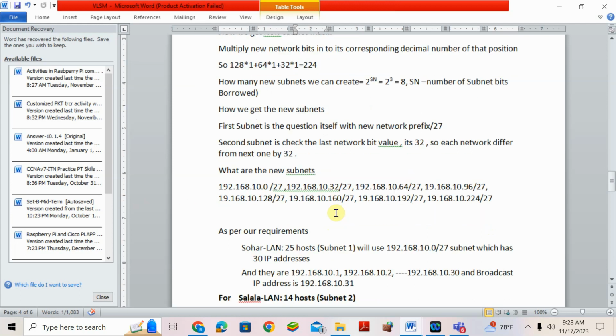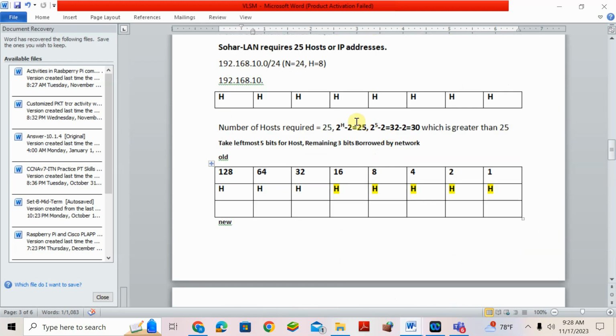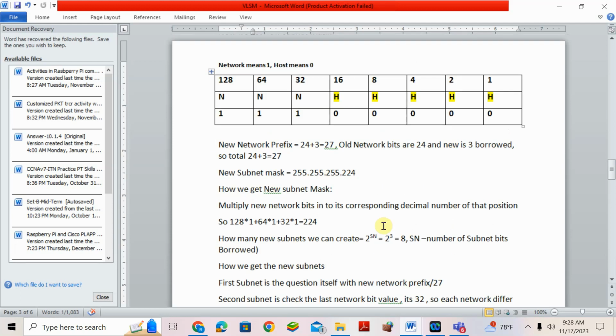Understand? As per the requirements, Sohar requires 25 hosts. So I will take this first network, the first one. This is the network part. We already discussed every subnet will have 30 host addresses. How? Because we have a formula here: 2 power 5 minus 2 equals 32 minus 2, 30. So we have 30 IP addresses in every network.